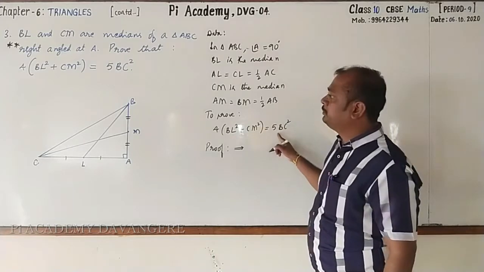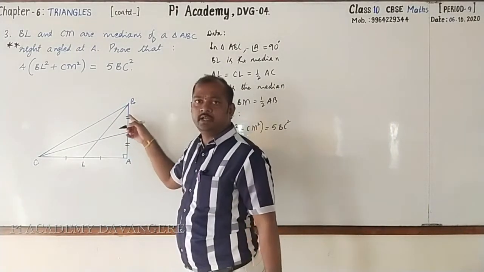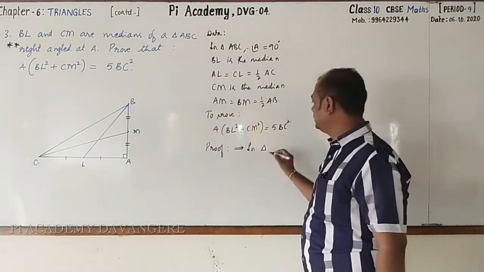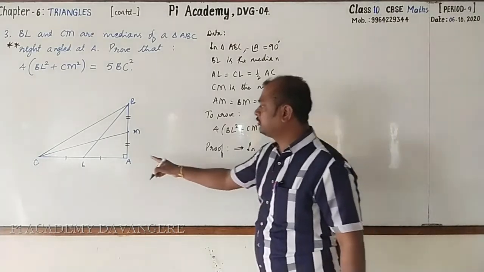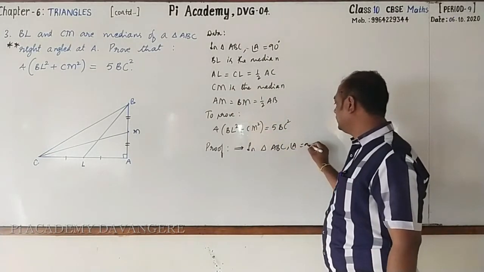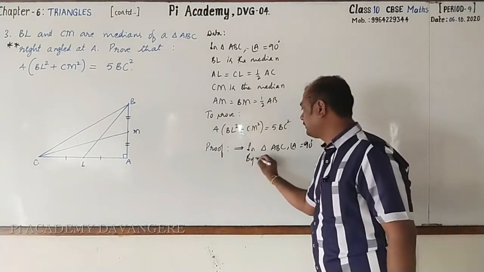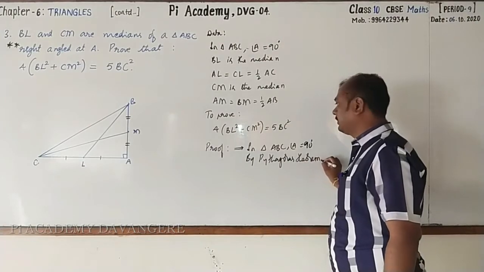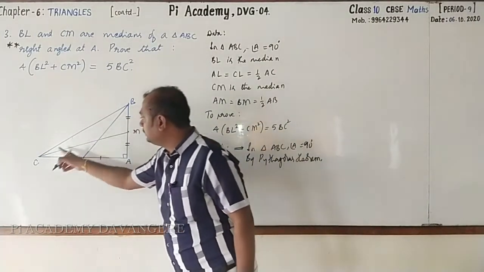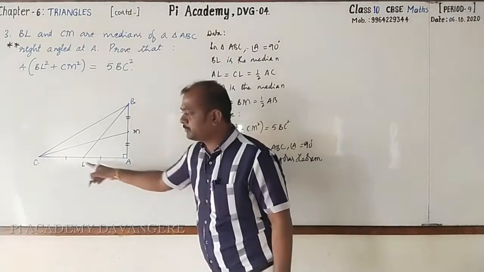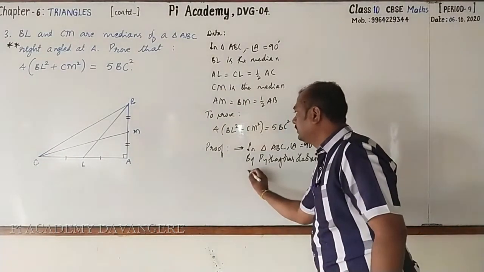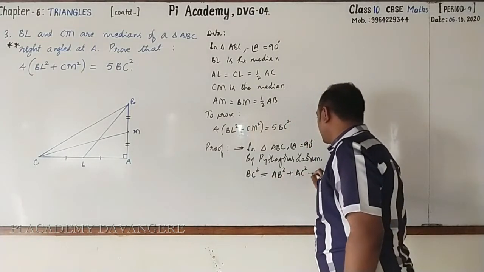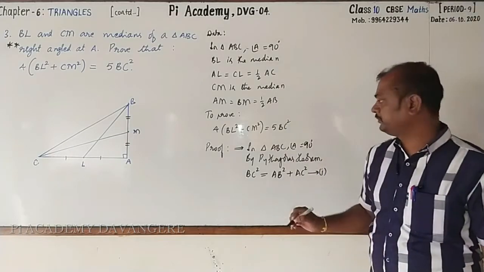First, BC. BC is a side of the right triangle ABC. Hence, I go for taking triangle ABC. In triangle ABC, how do you write? Angle A is 90 degrees. Therefore, by Pythagoras theorem or Baudhayana's theorem, we can write BC square equal to AB square plus AC square. You may call this statement 1.